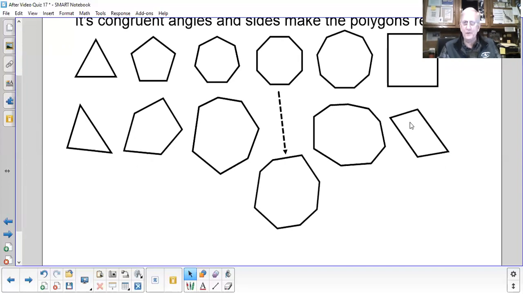And then the non-regular partners that would go with those would be down here below. This is just a typical quadrilateral. This is a typical nonagon, but it doesn't have equal sides or equal angles inside. Same here with the octagon. Same here with the hexagon, or excuse me, the septagon and the pentagon, and also the scalene triangle.